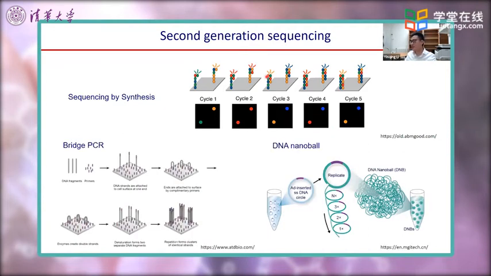A signal generated from a single molecule is too weak to be detected in practice. So in practical equipment, a single fragment is amplified to a cluster before it is being sequenced. Here I will introduce two ways that are implemented in commercial solutions. One is implemented by Illumina. This method is called bridge PCR.